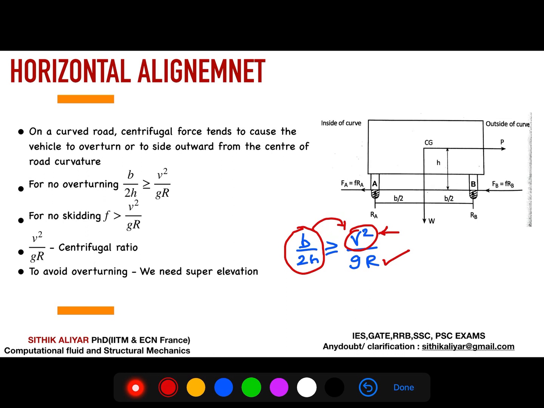So as a highway engineer, we can also support to avoid the overturning. I will show you how we are going to support to resist the overturning. We are going to introduce a term called super elevation. We are going to elevate the surface by a certain amount, something like this, such that we support the vehicle and it will not overturn. So this is an introduction to horizontal alignment.